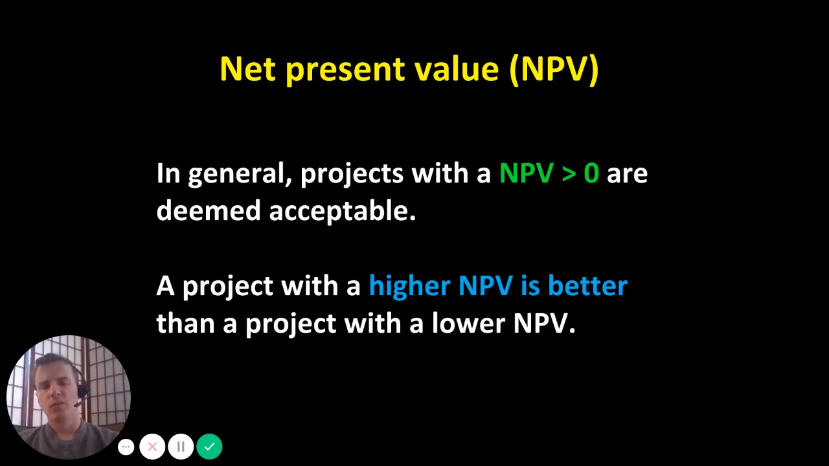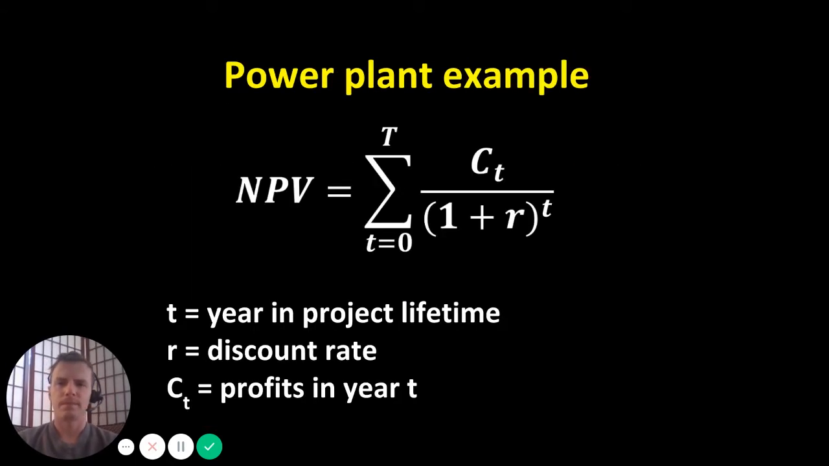So a general rule of thumb is that if you have a positive, non-zero net present value, those are projects that you might deem as acceptable. But a project with a higher net present value is better than a project with a lower net present value. So let's do this power plant example and calculate its net present value using this equation.